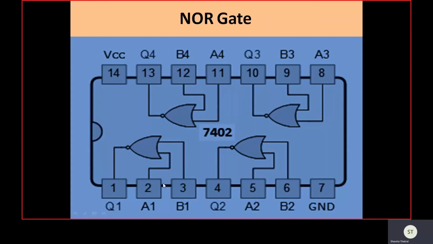But here we have the reverse, like pin numbers 2 and 3 are input and 1 is output. Then 5 and 6 are input and 4 is output. Then 13 is output and 12 and 11 are input, and here 9 and 8 are input and 10 is the output.